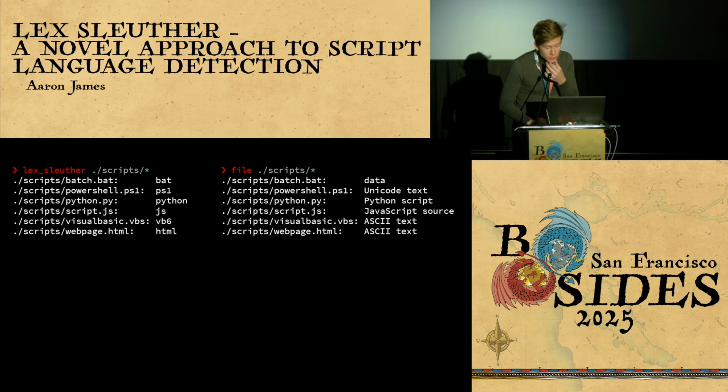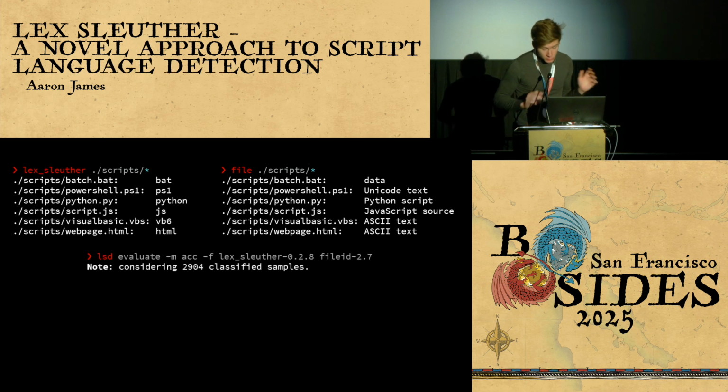The next step here would be to evaluate performance over a much larger data set, right? And thankfully, we can already do this with the help of our old friend LSD. With this single command, we can compare accuracy between Lex Sleuther and, in this case, File ID, which is CrowdStrike's legacy classification system powered by LibMagic and Yara rules and staples. This will tell us how close we are to achieving 90% accuracy. Here's what it says.